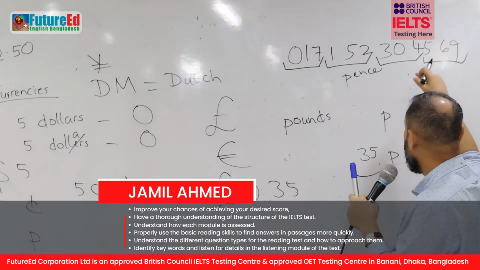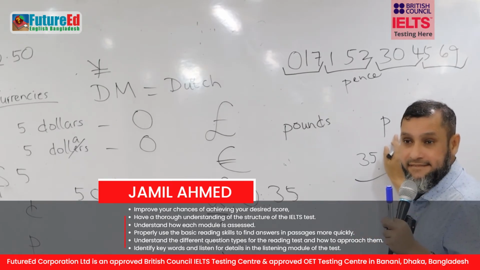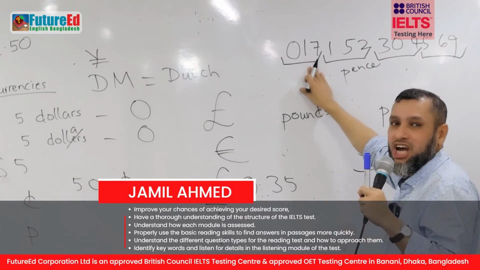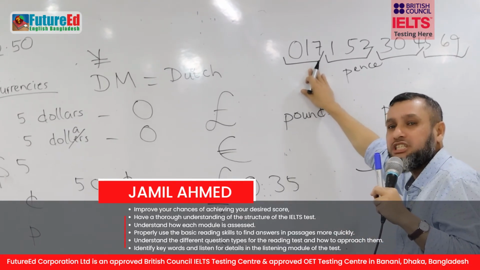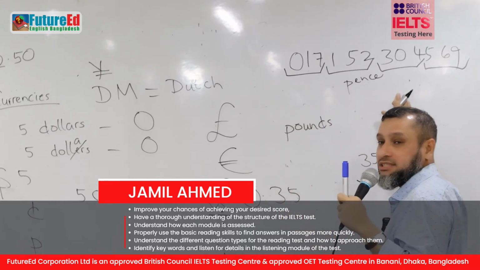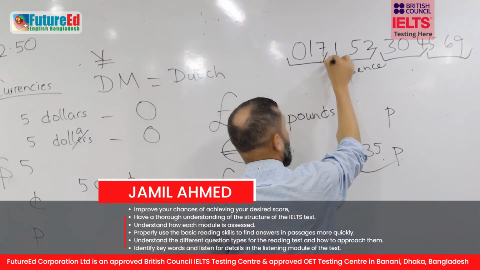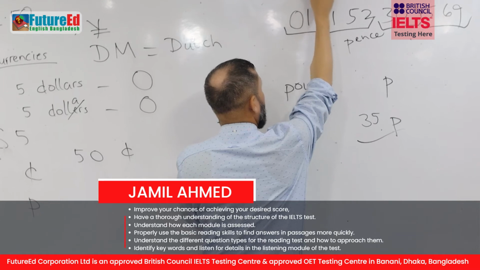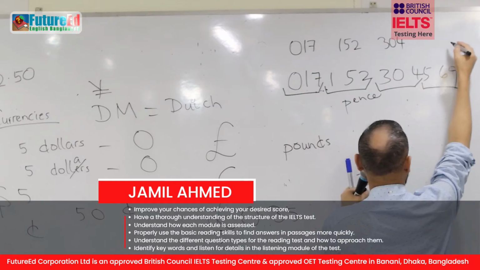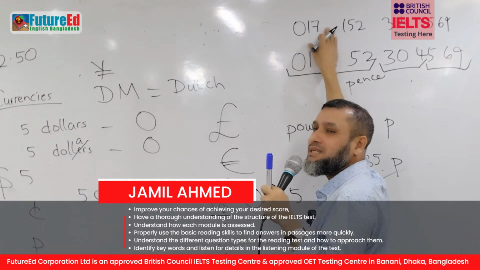152, 304, 569. They would never say this number in one go. You'll always hear pauses. After every group of digits, you will hear a pause. So every time you hear a pause, leave some space. Rather than writing like this, write like this. Every time you hear a pause, leave some space.